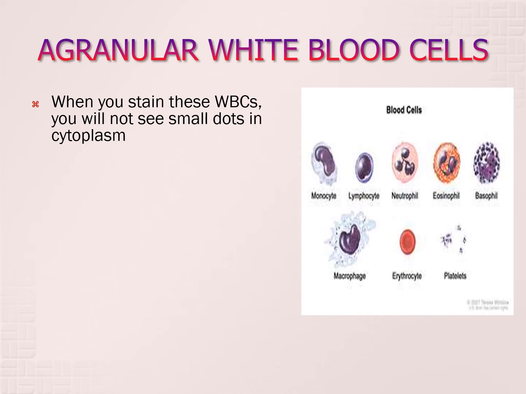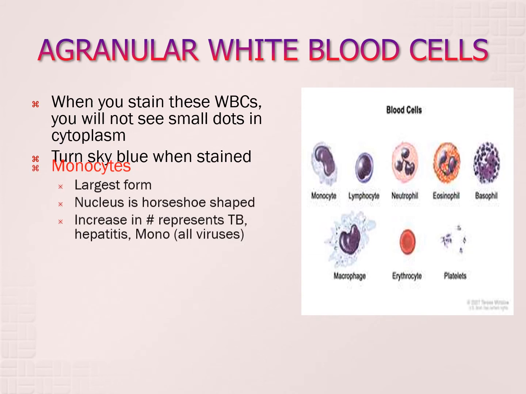Basically, the chemicals inside of these cells do not react with the stain, and so you still get this nice clear picture, but the nucleus and the cell themselves do change colors. When we stain these cells, they do turn this really pretty sky blue. And so you can see here with the monocytes and the lymphocytes, the nucleus tends to be a dark purple color, but the cytoplasm still stays this nice, pretty sky blue color, and they're agranular, so that means you don't see things floating around inside the cell.